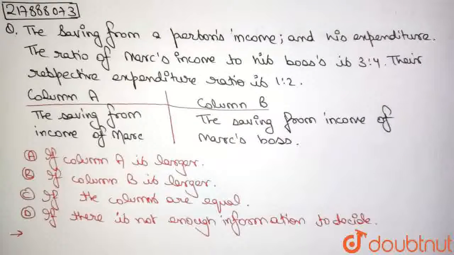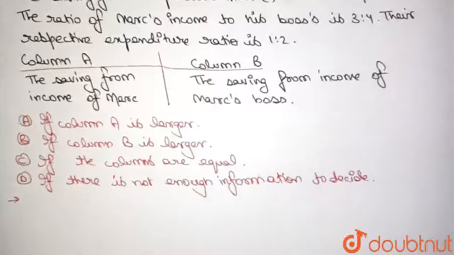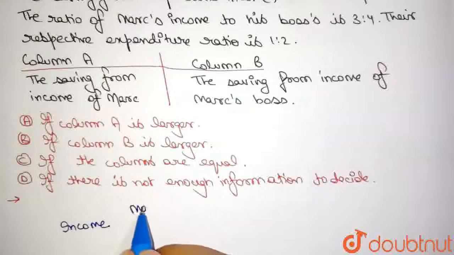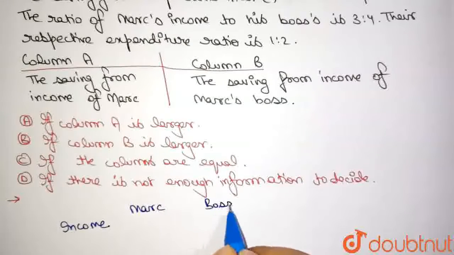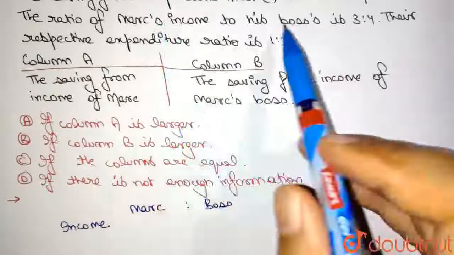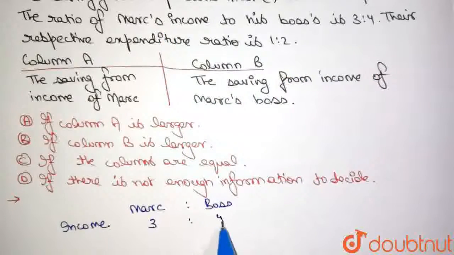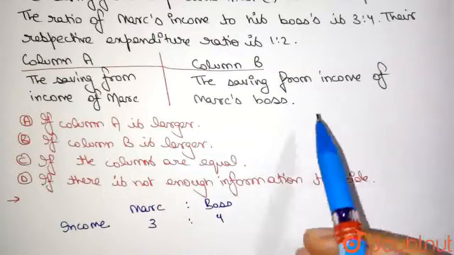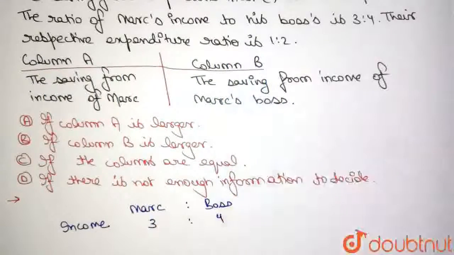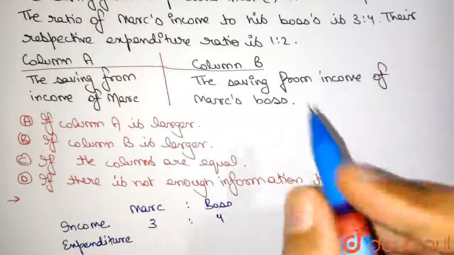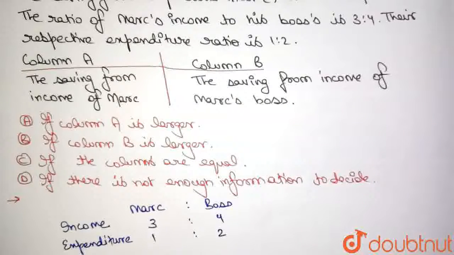So the ratio value is given, not the absolute value. So first we are talking about the income. The income of Mark to his boss is 3:4. And their respective expenditure ratio is 1:2. So their expenditure is in the ratio 1:2. So I have the ratio of their income and the ratio of their expenditure.